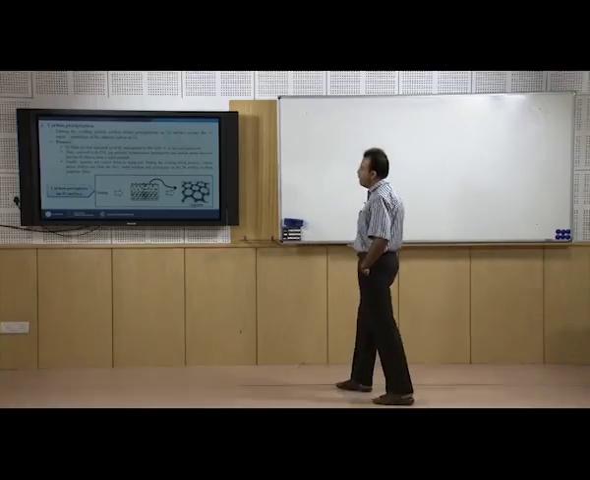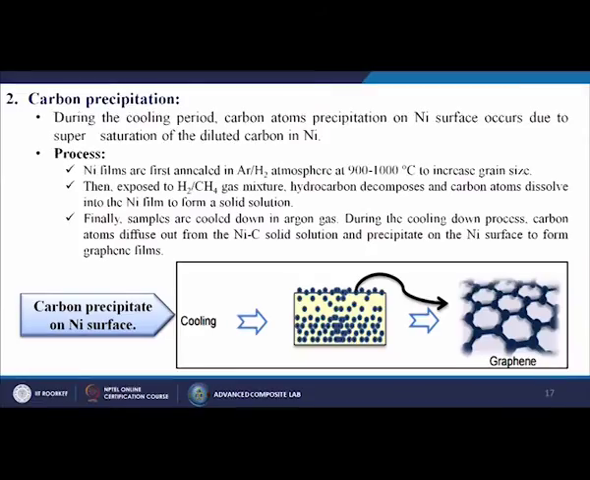During the cooling period, carbon atom precipitation on the nickel surface occurs due to supersaturation of the dissolved carbon in the nickel metal. In this process, nickel films are first annealed in argon hydrogen atmosphere at 900 to 1000 degree centigrade to increase the grain size. Then they are exposed to a hydrogen and methane gas mixture, the hydrocarbon decomposes and carbon atoms dissolve into the nickel film to form a solid solution. Finally, samples are cooled down in argon gas. During cooling, carbon atoms diffuse out from the nickel carbon solid solution and precipitate on the nickel surface to form the graphene films.